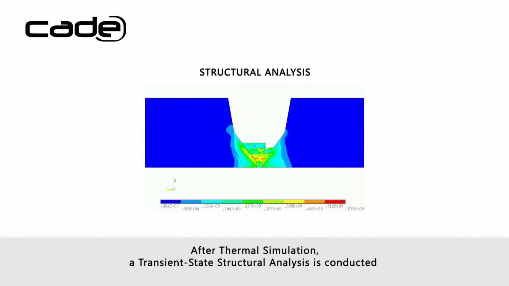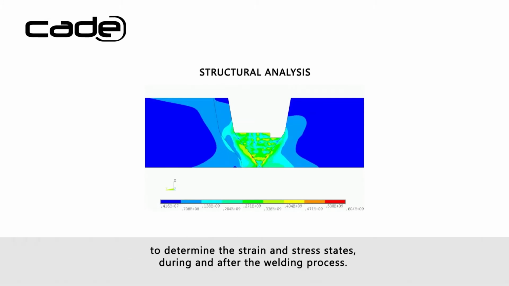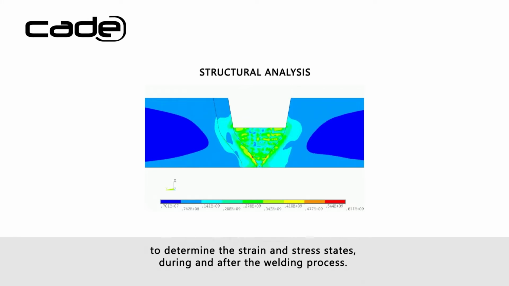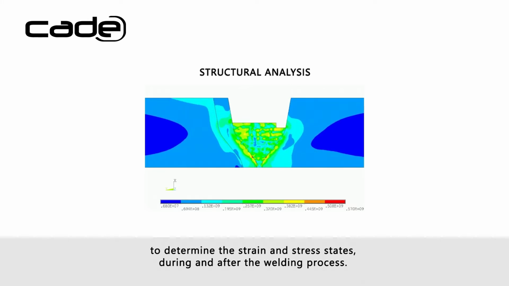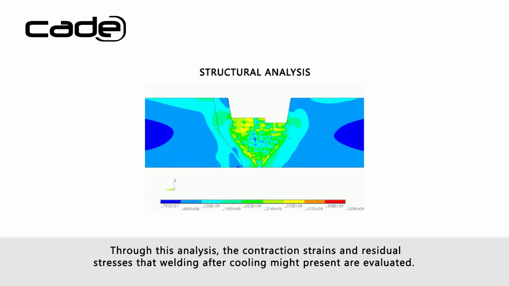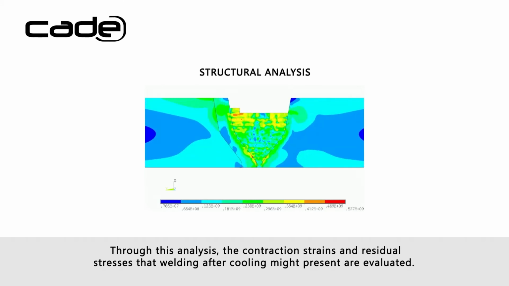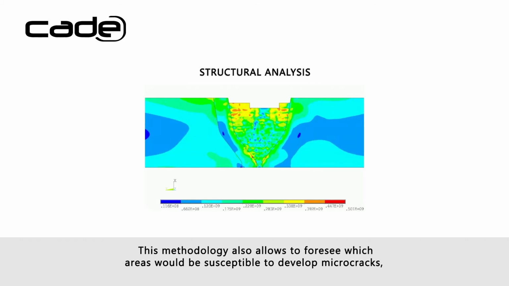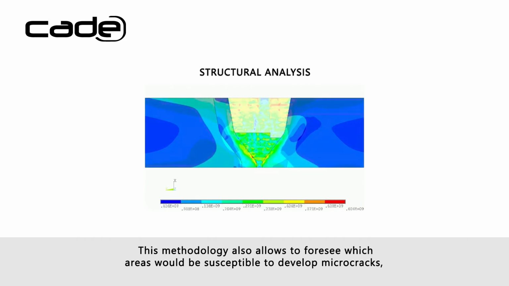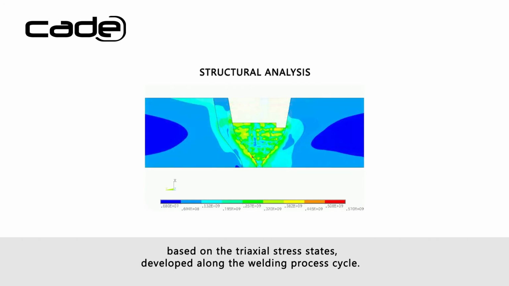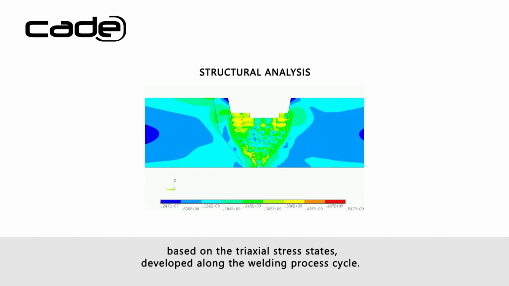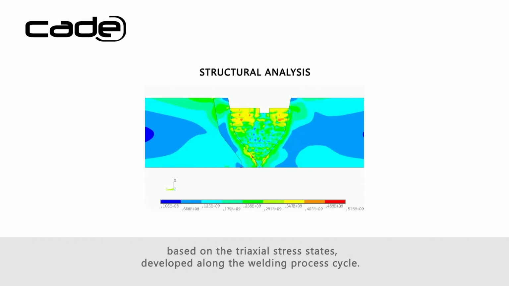After the thermal simulation, a transient-state structural analysis is conducted to determine the strain and stress states during and after the welding process. Through this analysis, the contraction strains and residual stresses that the welding might present after cooling are also evaluated. This methodology allows us to foresee which areas will be susceptible to developing microcracks based on the triaxial stress states developed along the welding process cycle.